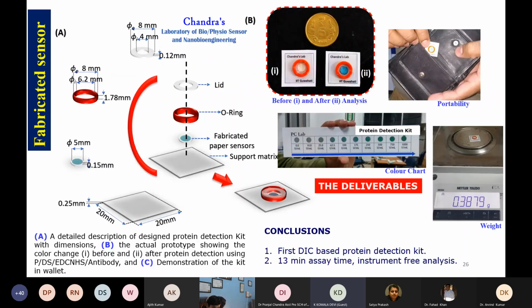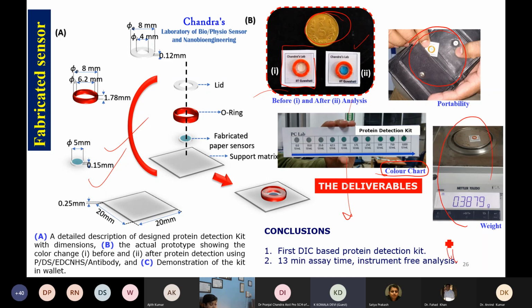So this is the final device we have developed in my lab. You can see the dimensions of the device and its size. This is a 5 rupee coin, and you can see the size of this device, before and after. This is the portability of the device. You can keep it in a wallet. You can see the color chart. By this color chart, the farmer can know whether the milk is pure or not. And you can see the weight of this device, 0.38 grams.